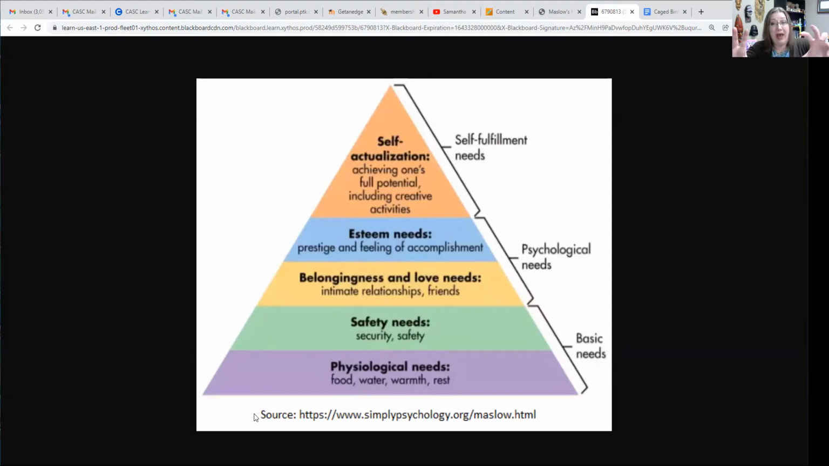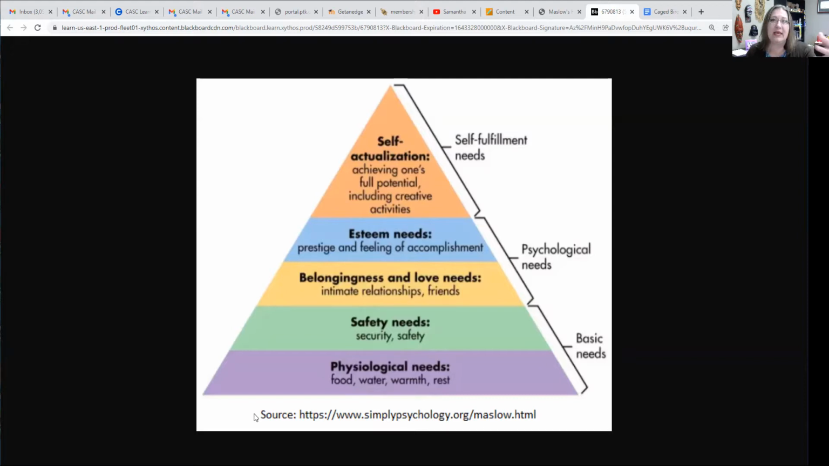As we move up beyond the psychological needs, assuming that we can get the basic needs and the psychological needs, now we get into the areas of self-fulfillment. This is where Maslow focuses on self-actualization. So that's where you really achieve your full potential, you have made it, you have reached success. This also includes creative activities. So there are two parts here.